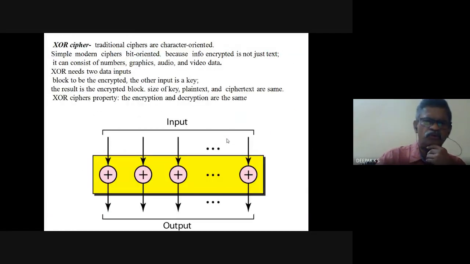Now, we move on to the modern ciphers. Traditional ciphers are character oriented. They operate on characters. Modern ciphers are bit oriented. Why? Because the encrypted data is not just text. It could be numbers, graphics, audio, video, data, anything. So it would be bits ultimately, ones and zeros.